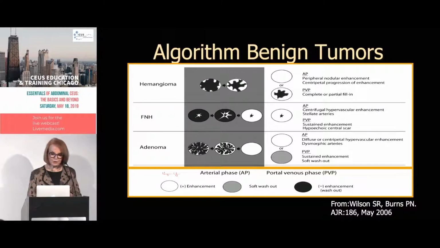Now, if we look over to the right, you can see all those white ovals. Well, that's what happens to them in the portal venous phase. And you can see that although the hemangioma may only partially show sustained enhancement, they're pretty good.